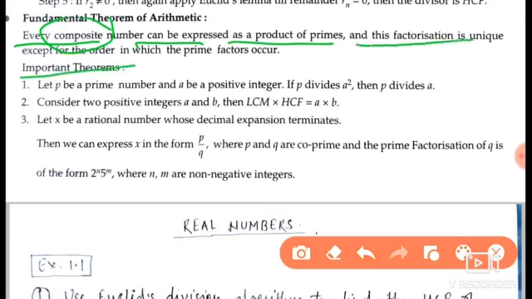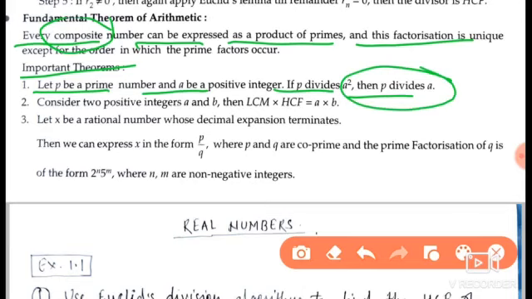Then important theorems are given. Let p be a prime number and a be a positive integer. If p divides a square, then p divides a also. Consider two positive integers a and b, then LCM into HCF is equal to a into b. You know that LCM and HCF is equal to the product of the two numbers, a into b, the product of the given numbers.